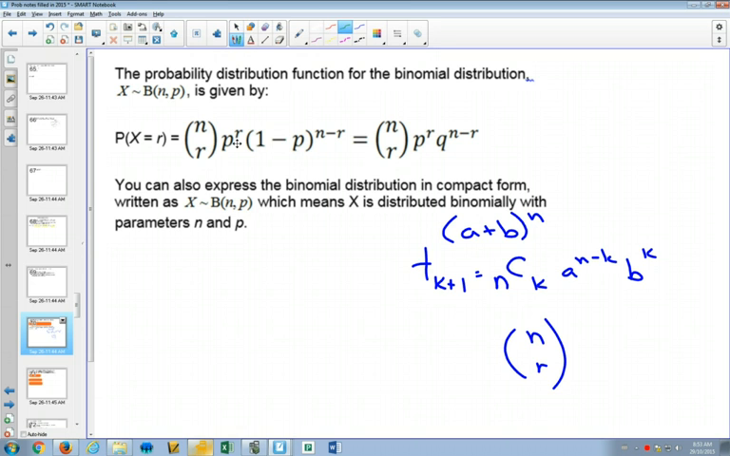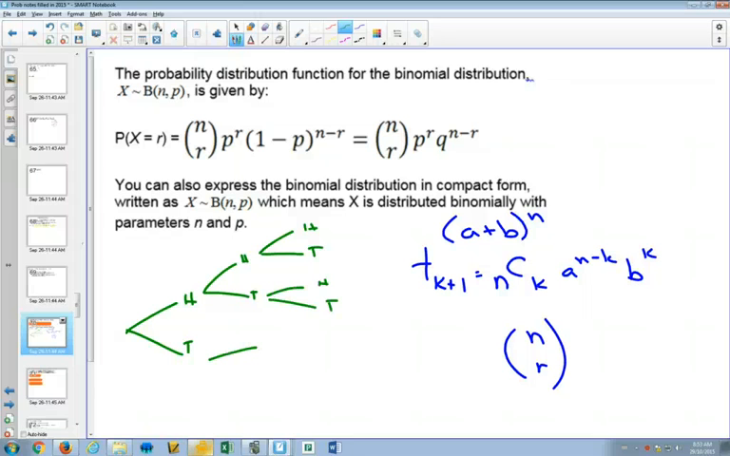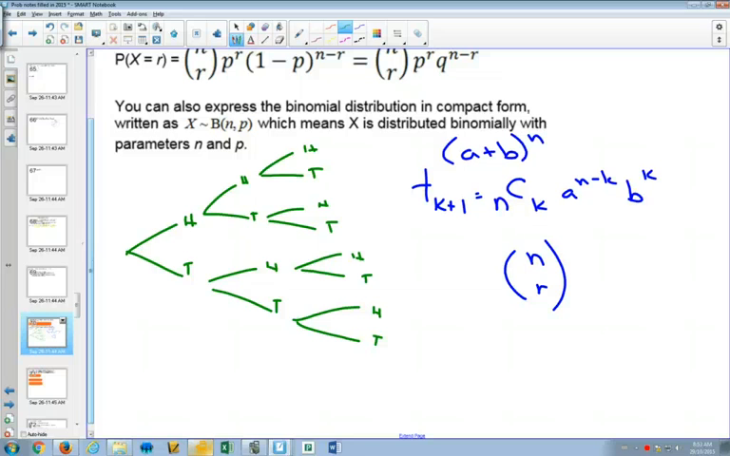Okay, you want a quick example to see why this happens? Let's say you flip a coin 3 times. If you draw a tree diagram, heads, tails, heads, tails, heads, tails. Okay, so we flipped a coin 3 times. Now, if you were saying, what are your chances of getting heads twice?